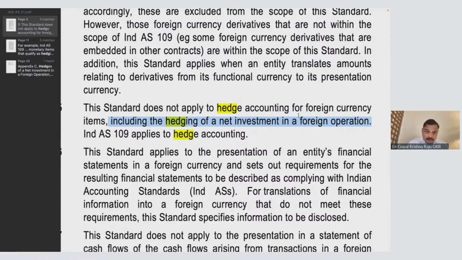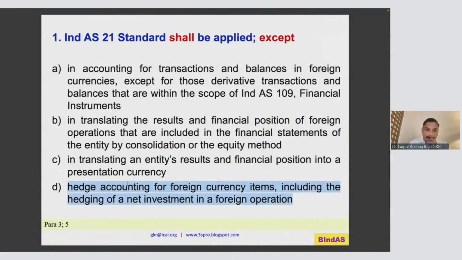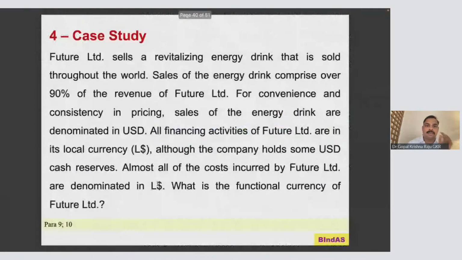Okay, so including the hedging of a NIFO, this is not applicable because of para 5. Okay, para 5, so 1D. Please understand, because that is taken care of in 109. It is taken care of in 109. Okay, good. So now let me take you to the next question.